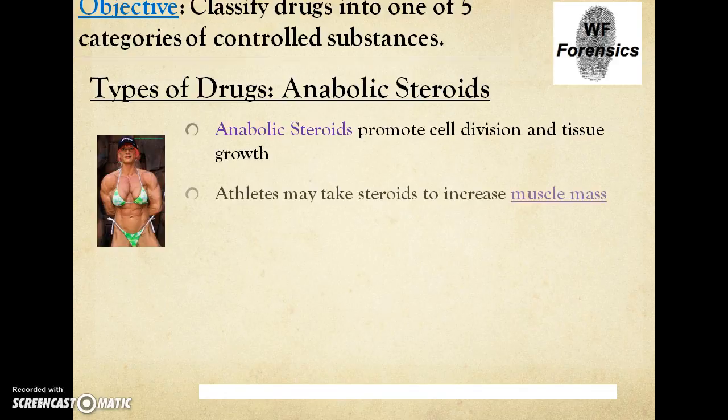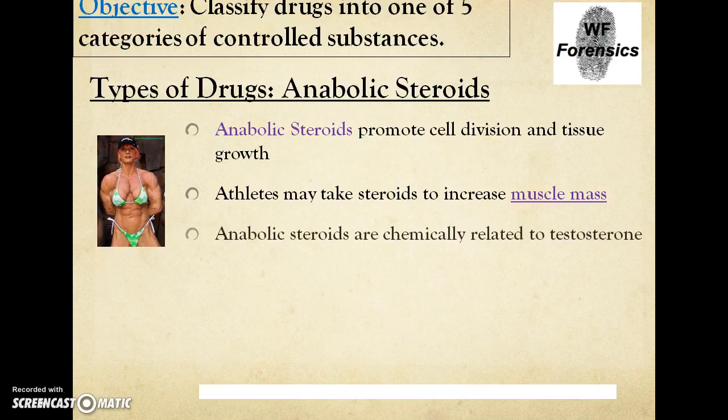The last type of drugs we're going to go over are anabolic steroids. So anabolic steroids are steroids that promote cell division of your muscle tissue and growth. So if you look at the woman on the left, yes, that is a woman. You can tell by her bikini, although her biceps do not look very feminine. She is clearly on anabolic steroids. Okay, so if you look at her muscles, she has clearly taken steroids, and there's been much more cell division concerning her muscles, and she's having more tissue growth. So athletes take steroids to increase muscle mass, which is clearly what this woman did.